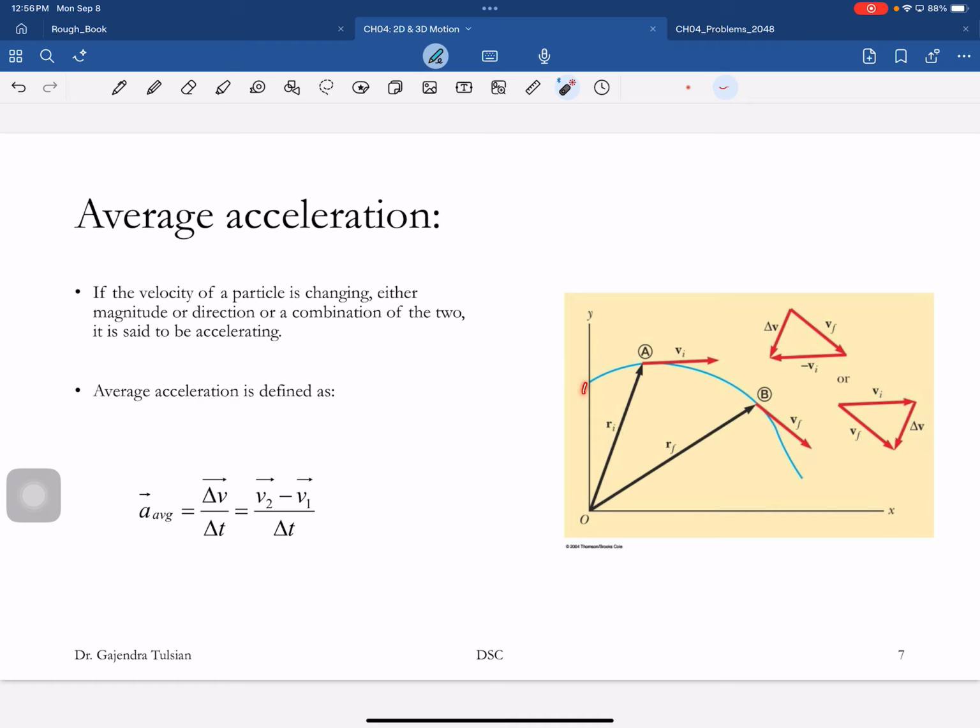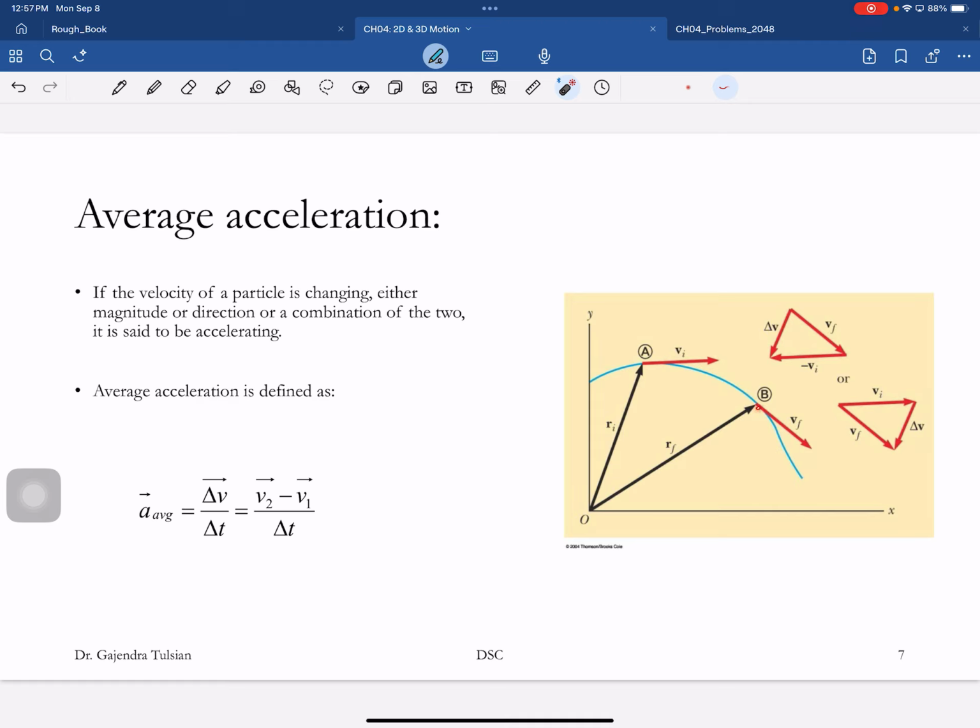So let's say you were traveling along this path. This is your velocity now, this is your velocity a little later. The change in velocity is this. The change in any quantity is the value of that quantity at the final time minus the value at the initial time. So change in your bank balance, for instance, is what your bank balance will be tomorrow minus what your bank balance is today.